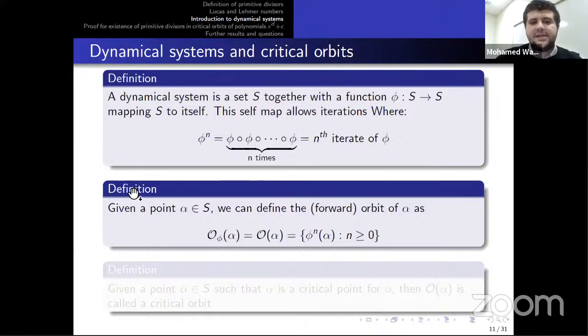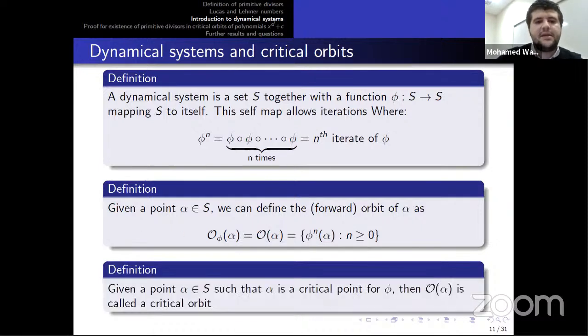Now, with this, we can also define the forward orbit of a point. If we take a point alpha, an element in S, and keep applying phi to this alpha, we get the forward orbit. That is the set phi n of alpha for n greater than or equal to 0, all of the iterates of alpha. For n equal to 0, this is phi 0 of alpha, which is just alpha itself. This is the identity map.